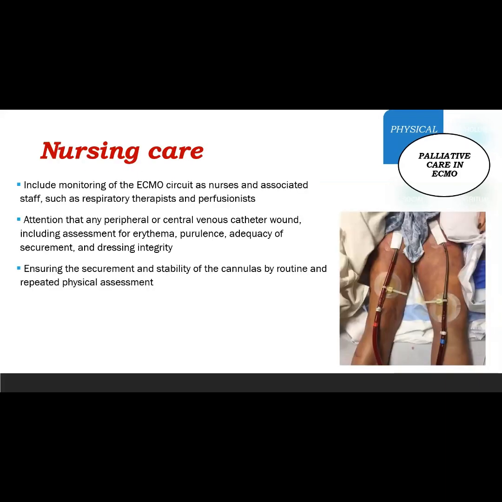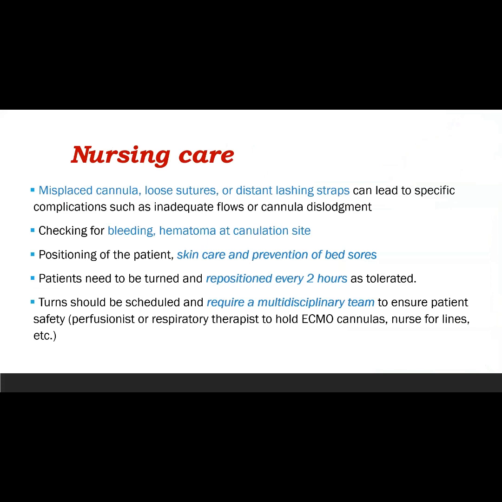Next is about the nursing care. It includes monitoring of the ECMO circuit by nurses and associated staff such as respiratory therapists and perfusionists. Attention to peripheral and central venous catheter wounds, including assessment of erythema, line adequacy, securement and dressing integrity, should be there. Ensuring the securement and stability of the cannula by routine and repeated physical assessment, and checking for bleeding or hematoma at the cannulation site should be there.